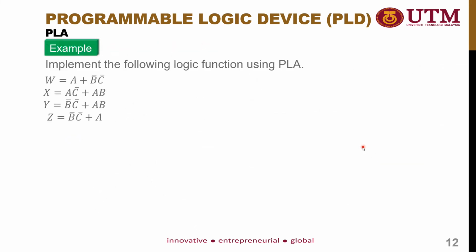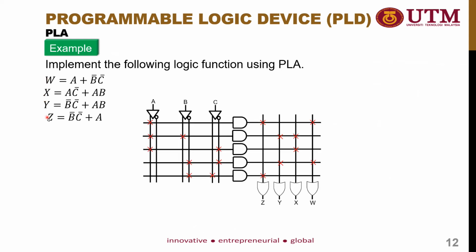Okay, for example, implement the following logic function using PLA. You have a total of 4 functions, W, X, Y, and Z. Based on this, it means that you have a total of 4 outputs because you have different functions. Okay, so this is the answer for the question.